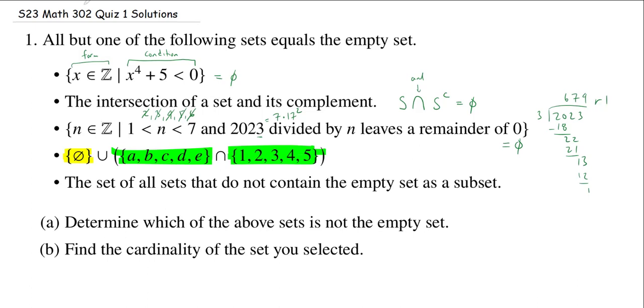I have an intersection of these two sets. Now what are the two sets I'm intersecting? Well, the one on the left has 5 elements, A, B, C, D, and E. And on the right, I have 5 elements, 1, 2, 3, 4, and 5. There's no element in common. When I take the intersection of these two sets, it is equal to the empty set. So I can rewrite this expression as the set containing the empty set, that's the yellow bit, union the empty set. Okay, that's the other bit here.